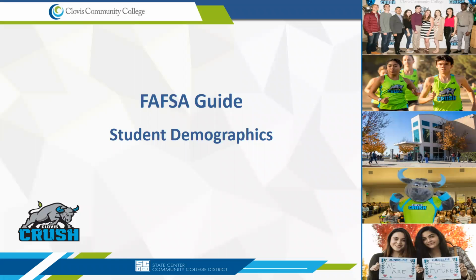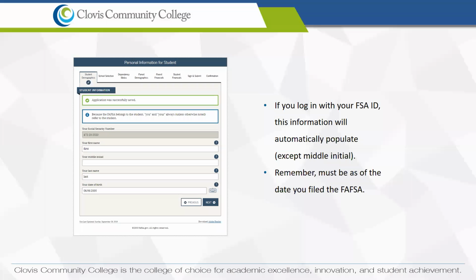We will now review how to complete each section of the FAFSA. In this section of the FAFSA, you will enter the student's demographic information. Here you will enter your personal information, including your social security number, name, and date of birth. Be sure to enter your name exactly how it appears on your social security card.